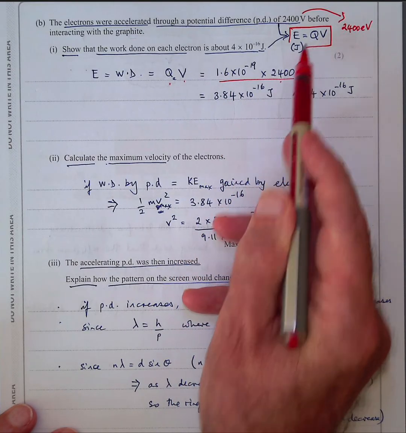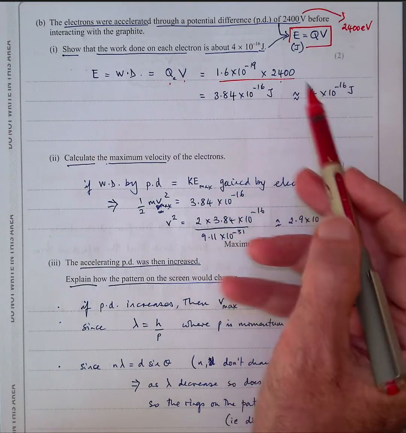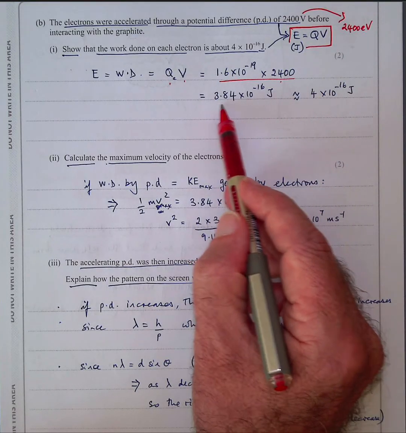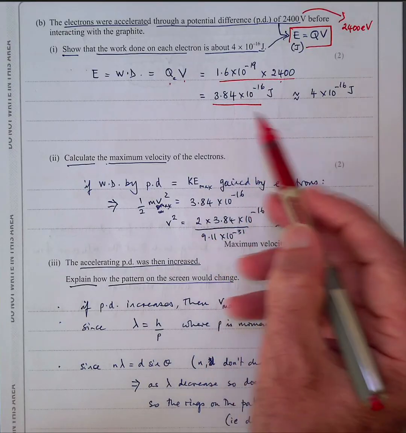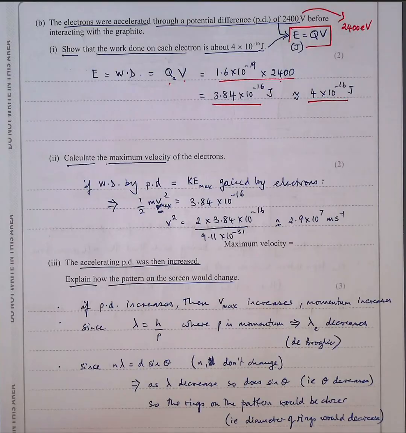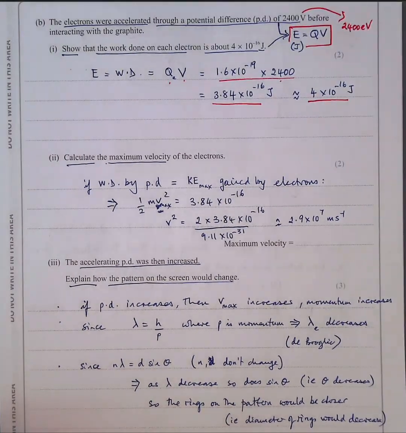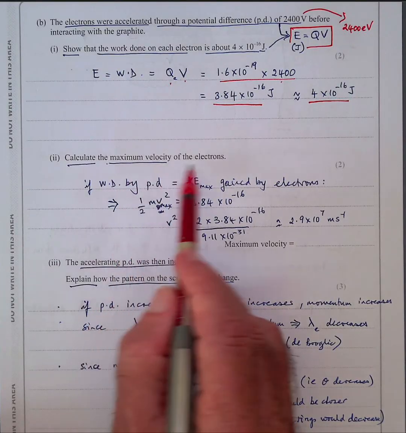Okay, charge, so Q would be the charge of the electron, and V would be the voltage we've used, which is 2,400, and that gives you a value of 3.84 times 10 to the minus 16, which is approximately 4 times 10 to the minus 16 to one significant figure. Okay? So calculate the maximum velocity of the electrons.